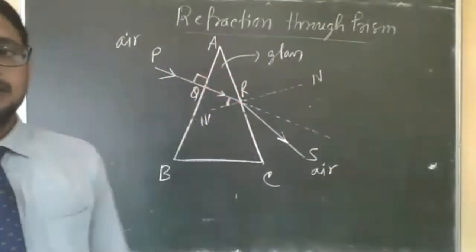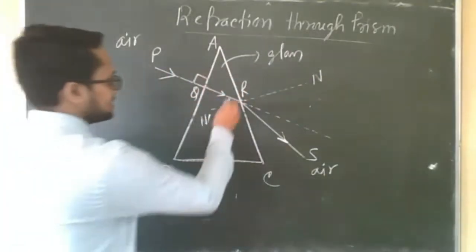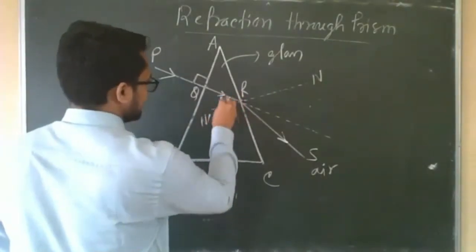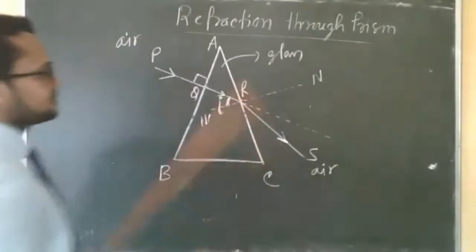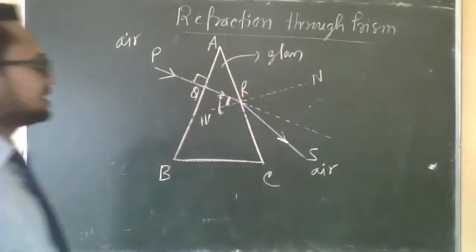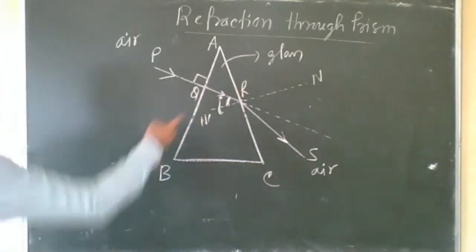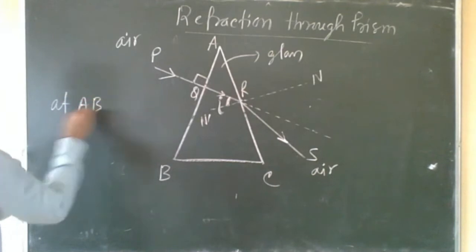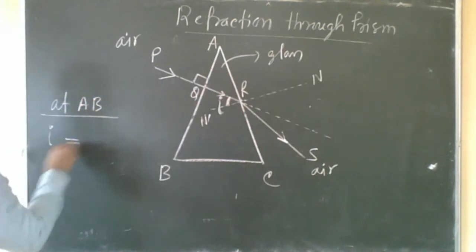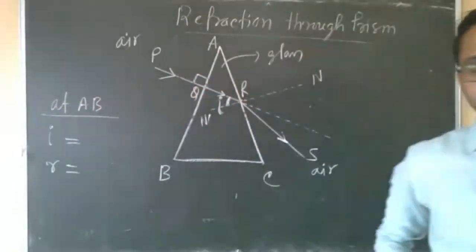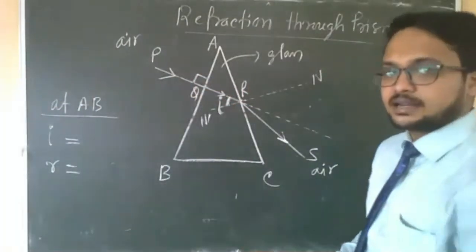Mark the incident angle means in the diagram you will show that this is incident angle I. Here at this surface AC, this is the incident angle I. This one you will mark only. Here we cannot count. And at AB, again the same thing: I and I.